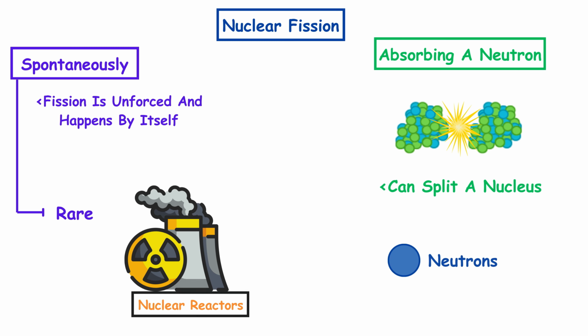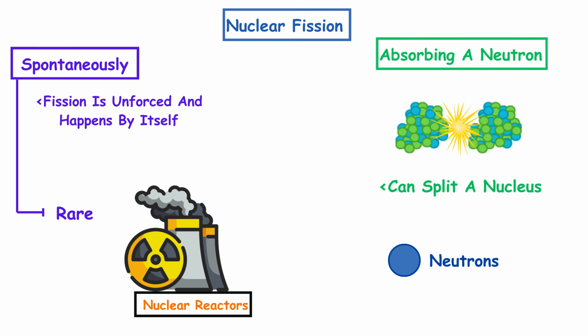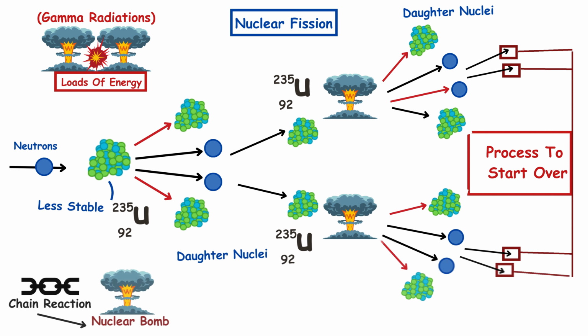Nuclear fission can occur in two main ways, either spontaneously, which means it happens entirely on its own without any external influence, or by the absorption of a neutron, which causes the already unstable nucleus to become even more unstable, thereby splitting it apart. In practical scenarios, spontaneous fission is relatively rare, which is why in nuclear reactors we initiate fission by bombarding the nuclei with neutrons to get the entire process underway. To understand how this works in more detail, let's walk through the steps.